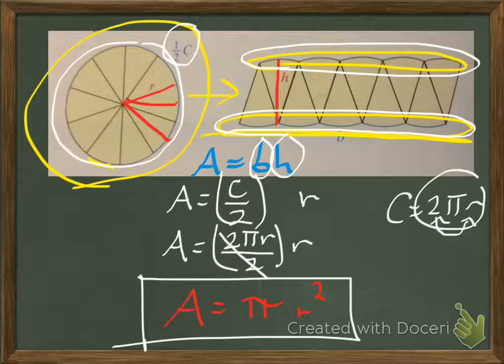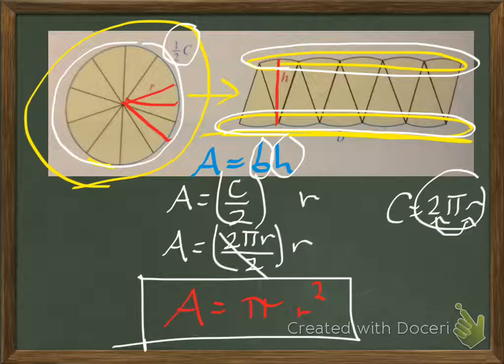Now, I don't know whether this is the way mathematicians of old actually came up with this formula, or whether this is just an explanation as to why the formula works. I suspect it's probably a little bit of both. But in any case, this kind of explains the formula pi r squared.